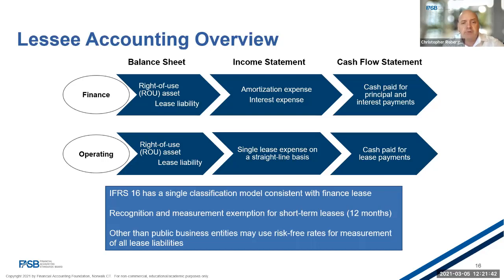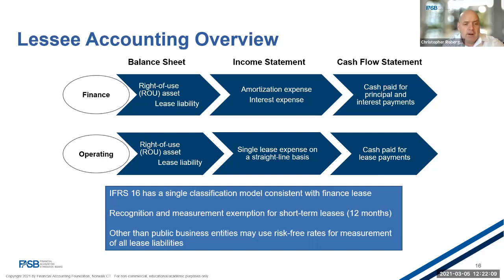And finally, in the cash flow statement, for a finance lease, you'll see cash paid for principal and interest. Cash paid for principal will be within financing, and then for an operating lease, cash paid for lease payments will be in the operating section of the cash flow statement.